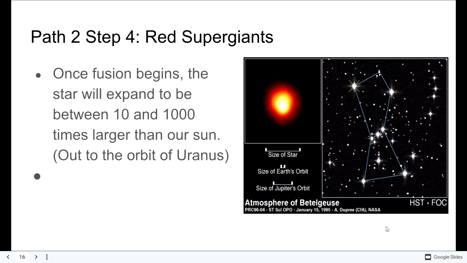An example of a red supergiant is the star Betelgeuse from the constellation Orion here. It has a little bit of an orange hue to it, and we've got some brackets here that show you the size of the star in comparison to Earth's orbit and Jupiter's orbit. So it is massive.